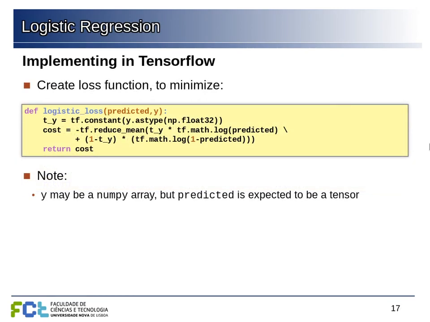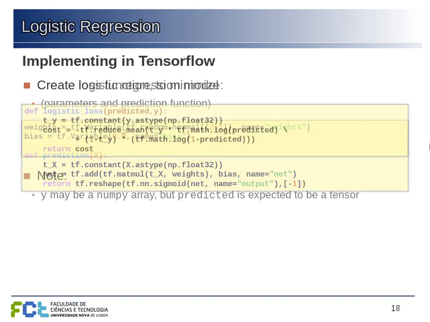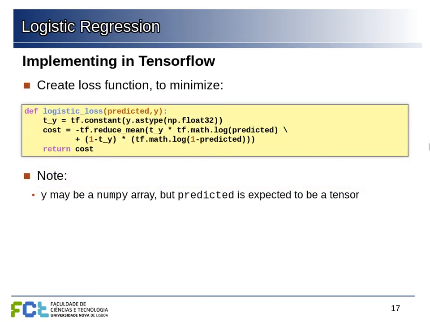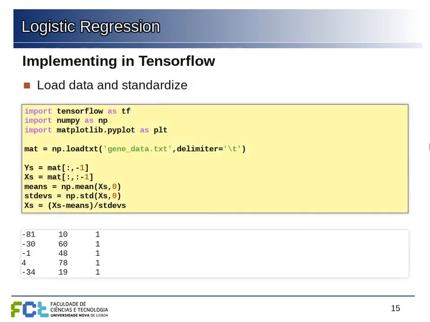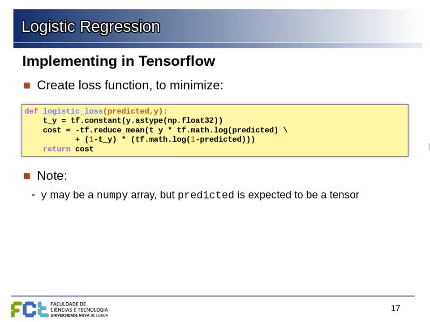We're going to compute the mean, which is this part here, the sum divided by the number of examples, and it will be the product of the class labels multiplied by the logarithm of the prediction, plus 1 minus the class labels multiplied by the logarithm of 1 minus the prediction. And then we're going to return this value here. So there is a minus sign there, which is this minus sign here. And this would be the loss function that we have.